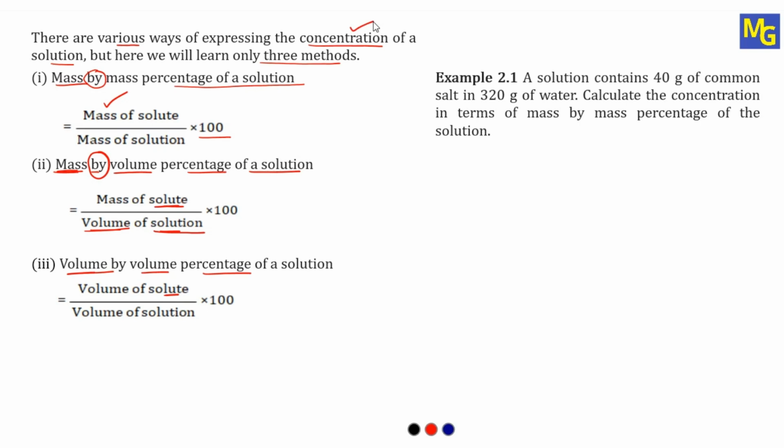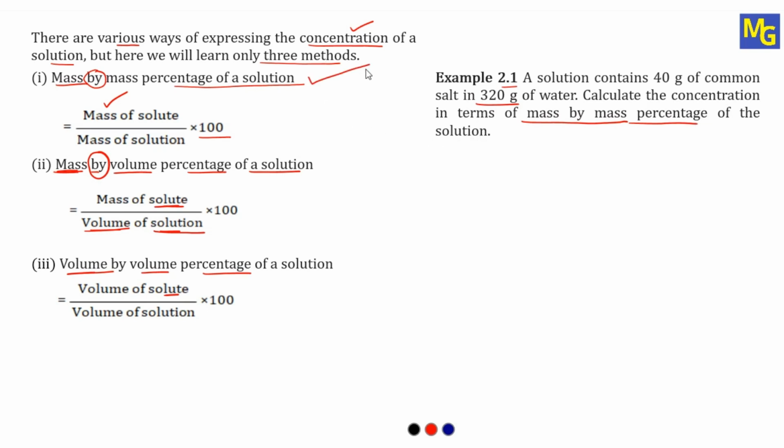Now based on this, we are going to solve one numerical which is from your NCERT book. So the question is, let's read. This is example 2.2 from your NCERT book. A solution contains 40 gram of common salt in 320 gram of water. Calculate concentration in terms of mass by mass percentage of the solution. So mass by mass percentage means what? We are going to use this first formula.